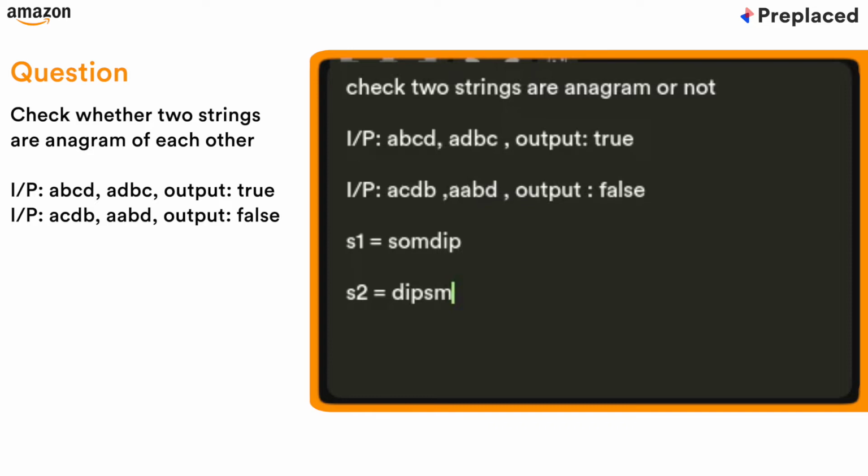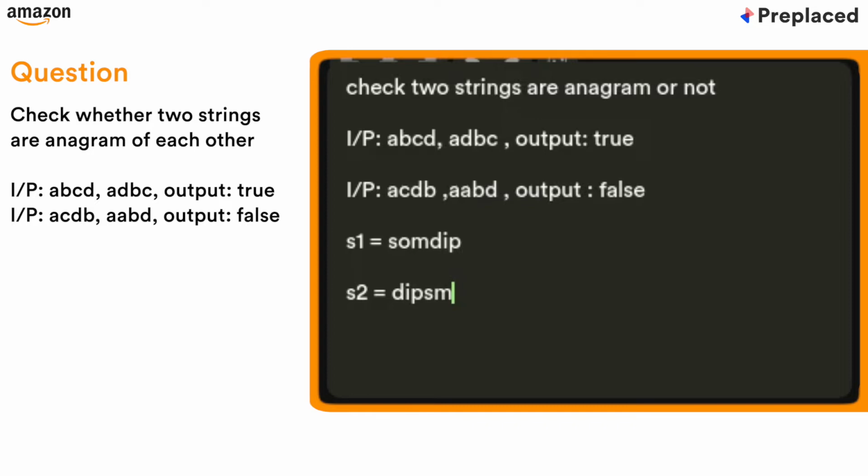So ABCD and ADBC, output is true. This is an anagram string. And ACDB and AABD, output is false because C is missing. They are not matching. Simple. So you need to write a function which accepts two strings and returns a boolean.